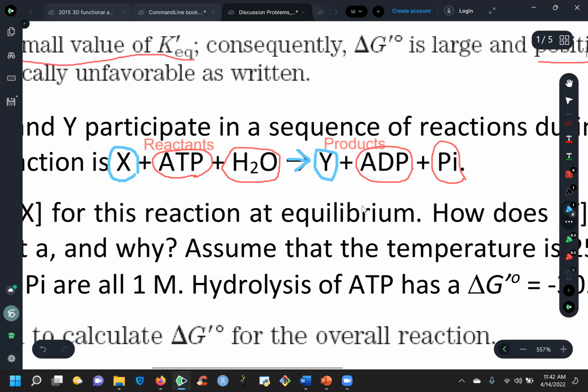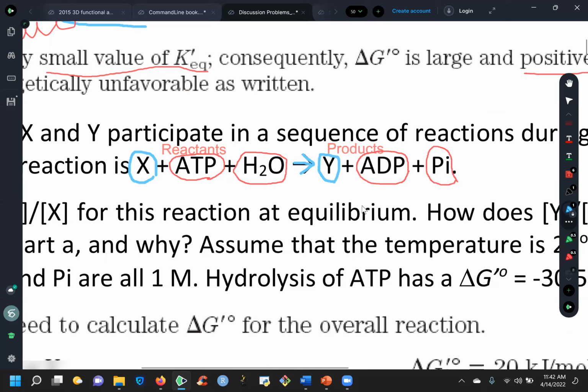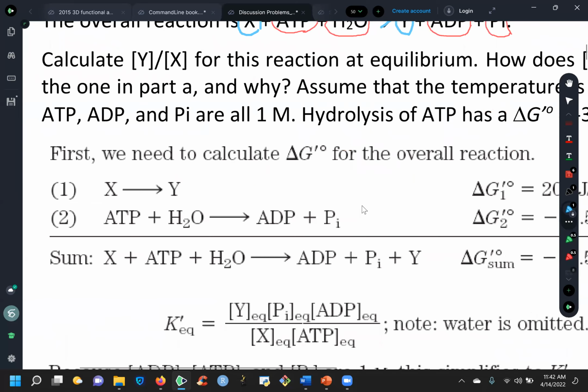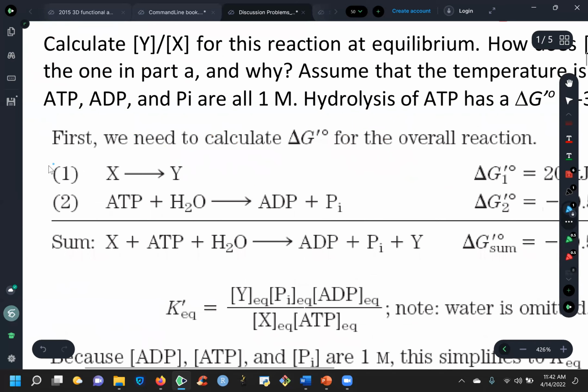Okay, so whenever you see an exam and you see coupling reactions, will you be able to take out the two reactions? That's step one. Yeah, you feel comfortable with that? Okay, so now the next thing you do is organize them. So here's reaction 1 and here's reaction 2. And you see how we just took X turns into Y. And then over here we wrote down ATP plus water turns into ADP plus phosphate. Okay, perfect.